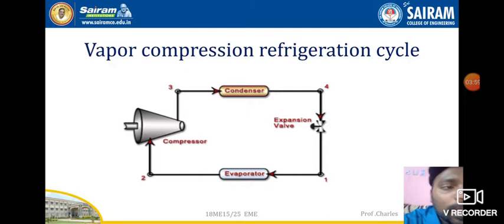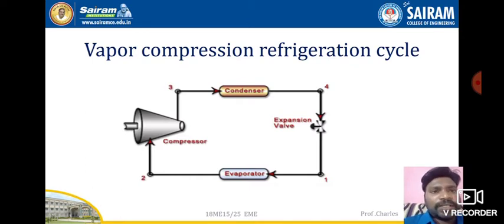The refrigerant moves from the compressor to the condenser, from the condenser to the expansion valve, from the expansion valve to the evaporator, and the cycle repeats. This cycle is the refrigeration cycle, the process is the refrigeration process, the cooling effect that takes place is the refrigerating effect, and the machine which does this is the refrigerator. So these are the things we should understand.